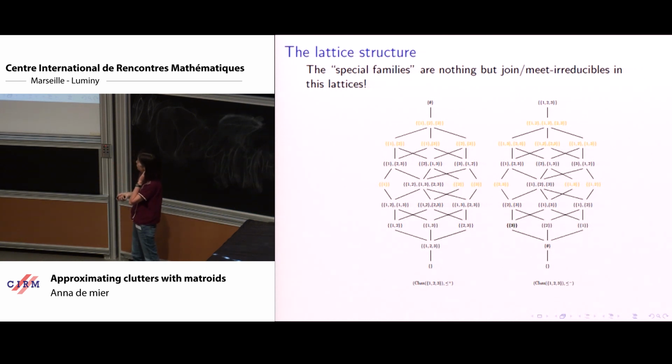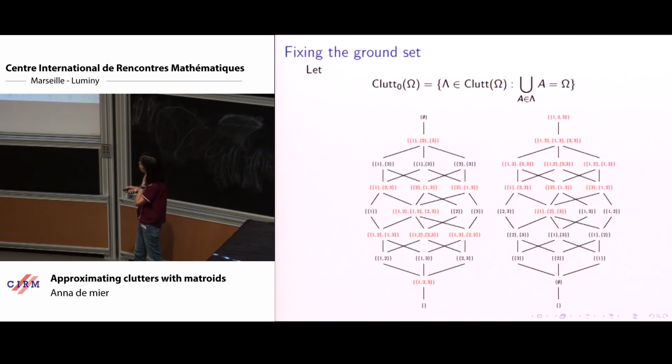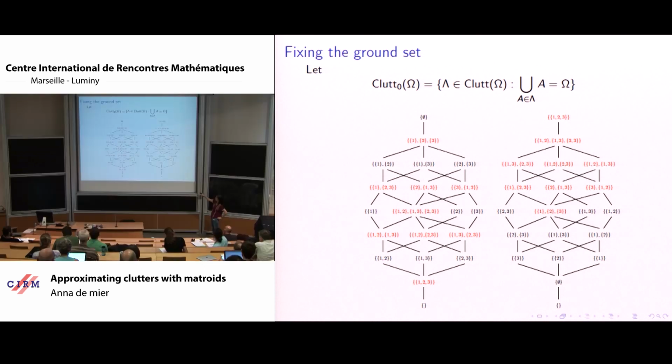So then we went to another variation of the problem, which is to fix the ground set. Maybe with the motivation that Jaume and Jose Luis had from dominating sets in graphs, this was more natural. I want every element to appear in at least one element of the clutter, so I don't want to have dummy elements. Here in red are the clutters such that the union of the elements is the whole ground set. And now I want to restrict to the red clutters.